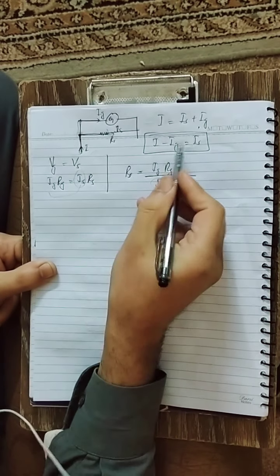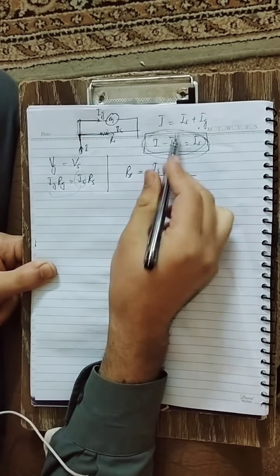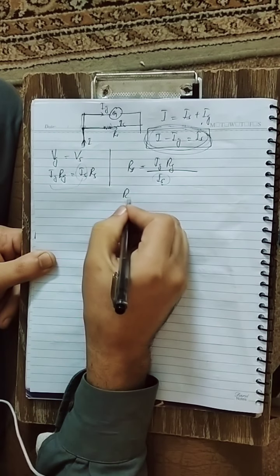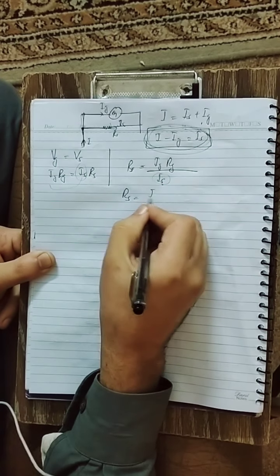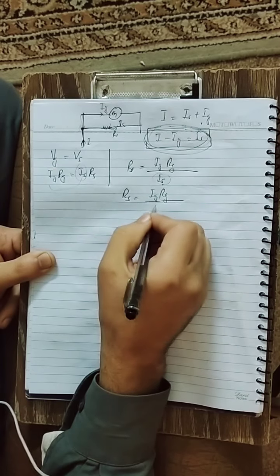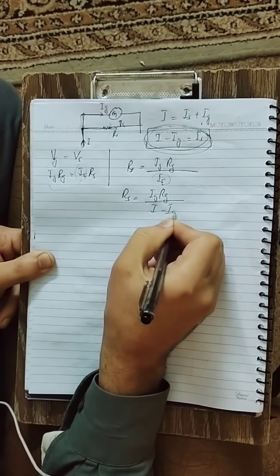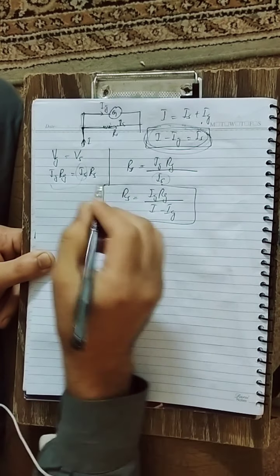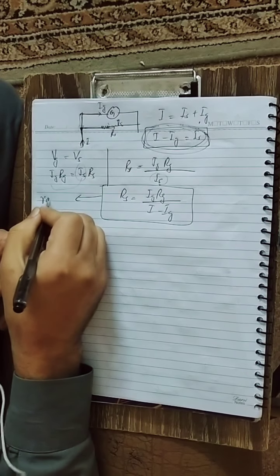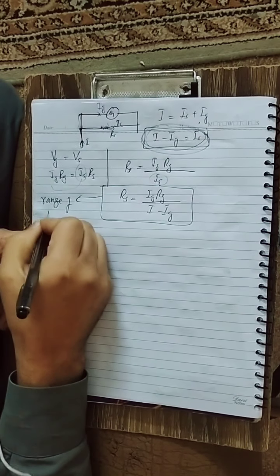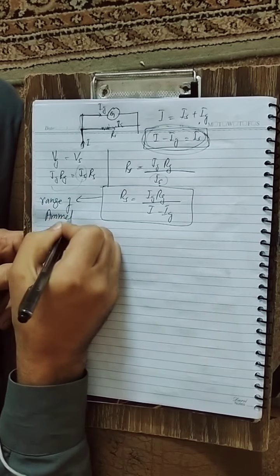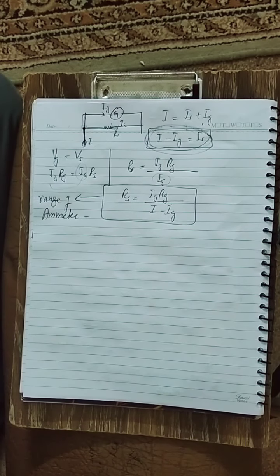Putting the value of IS from this equation, RS is equal to IG RG divided by I minus IG. This equation is called the range of ammeter.